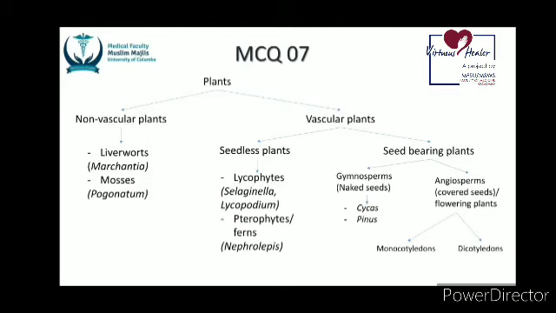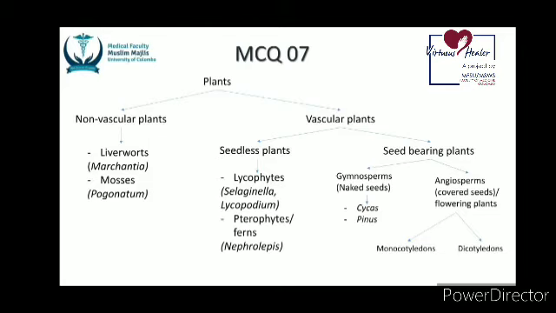Examples for non-vascular plants would be liverworts and mosses. Marchantia is an example for a liverwort and Pogonatum is an example for a moss. Coming to vascular plants, they can again be classified as seedless plants and seed-bearing plants. Examples for seedless plants would be lycophytes and pterophytes or ferns.